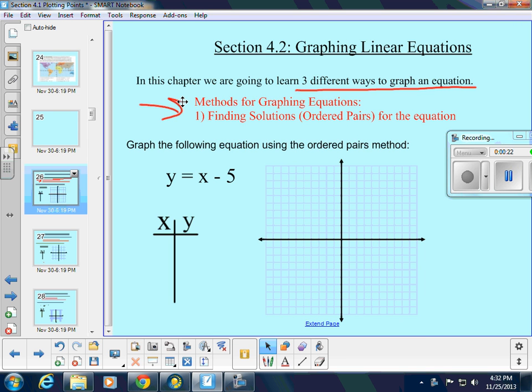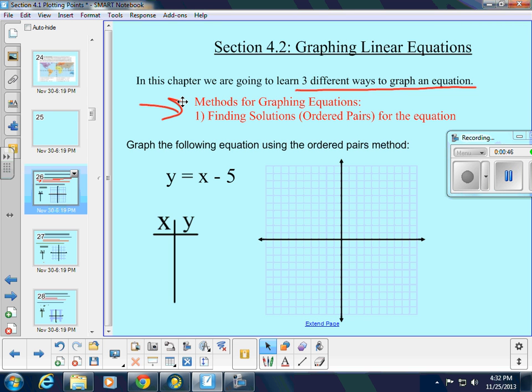But right now, if you're taking notes along with me, I want you to jot down the first of the methods that we're going to talk about. I may have touched on it a little bit in the last lesson, but I'm going to really focus on it in this lesson, 4.2. The first method we're going to learn for graphing equations is the method where we find some ordered pairs, or some solutions to that equation, and we plot those ordered pairs like points on the coordinate grid.